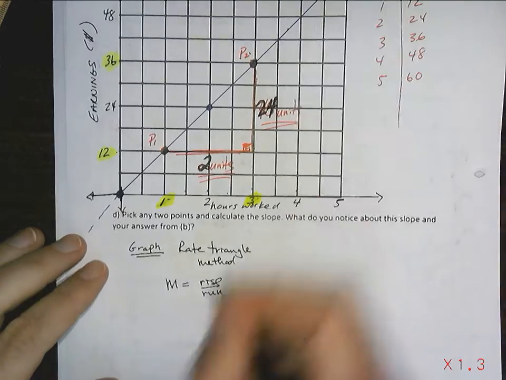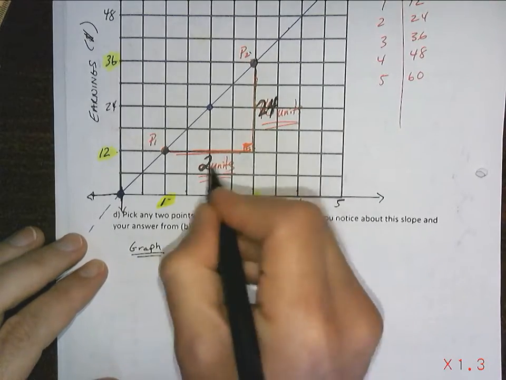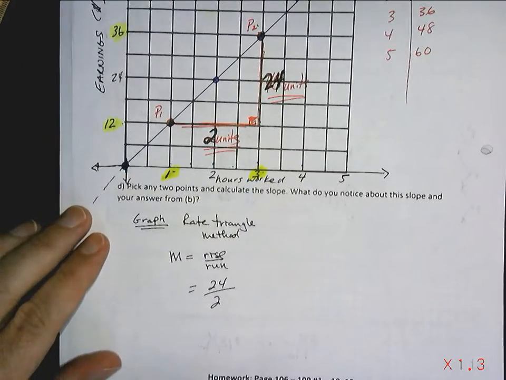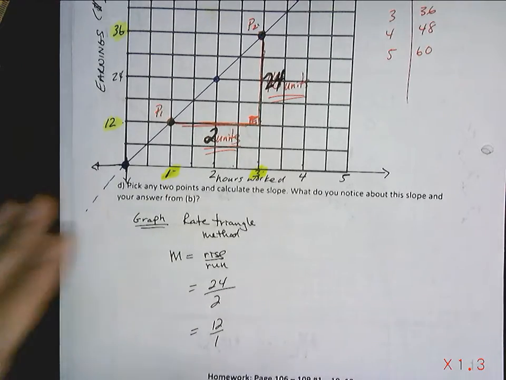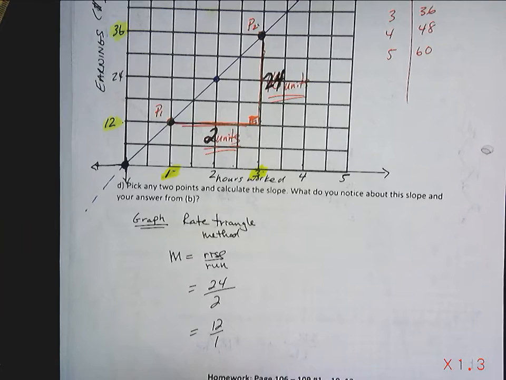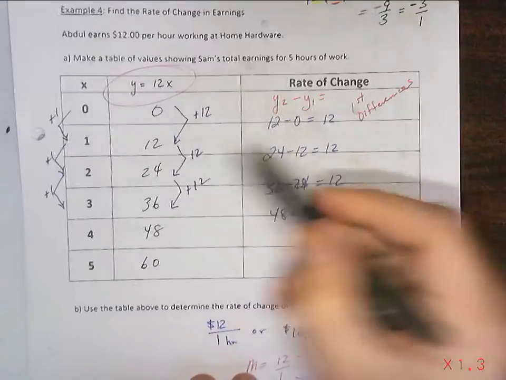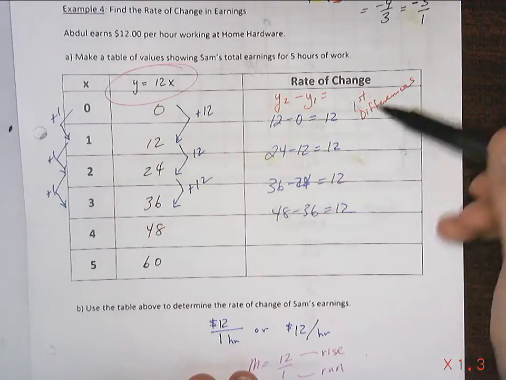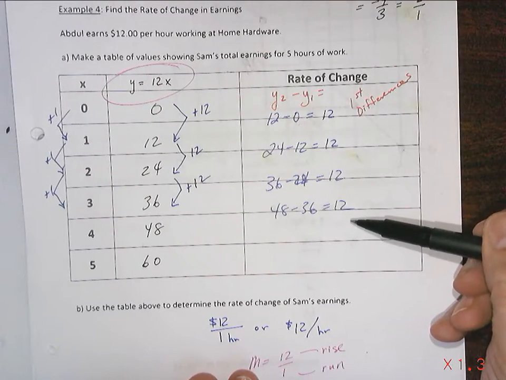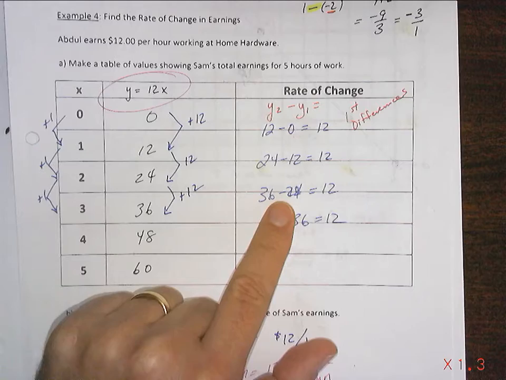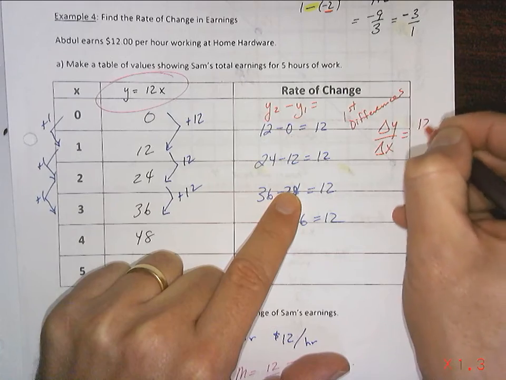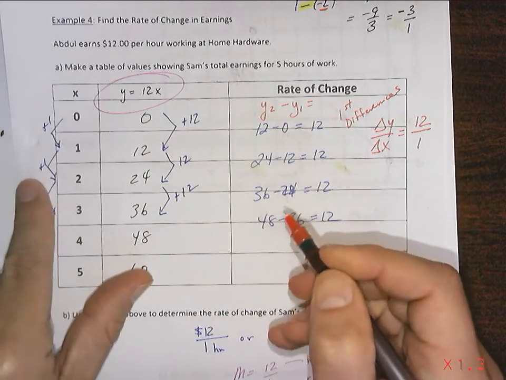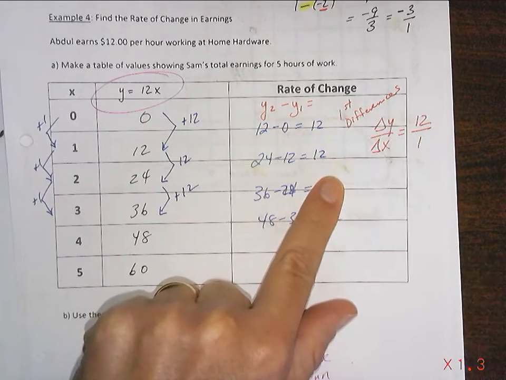So my rise is 24. My run is 2. 24 divided by 2 is 12 over 1, which is the same answer that we got before when we did the first differences. When we did the first differences, we noticed that the x's went up by 1s, and the y's went up by 12s. So the change in y over the change in x was 12 over 1.